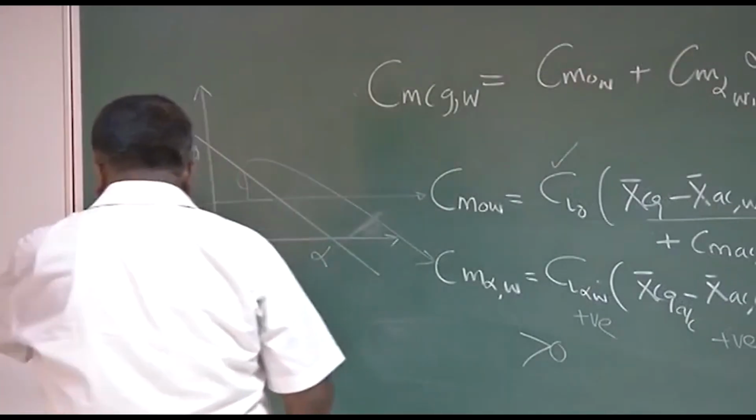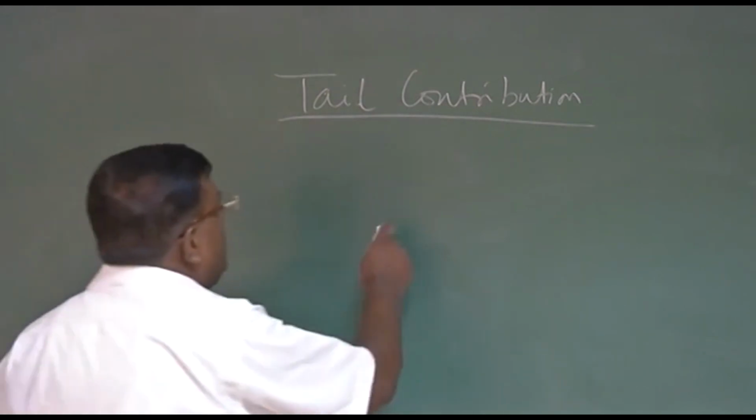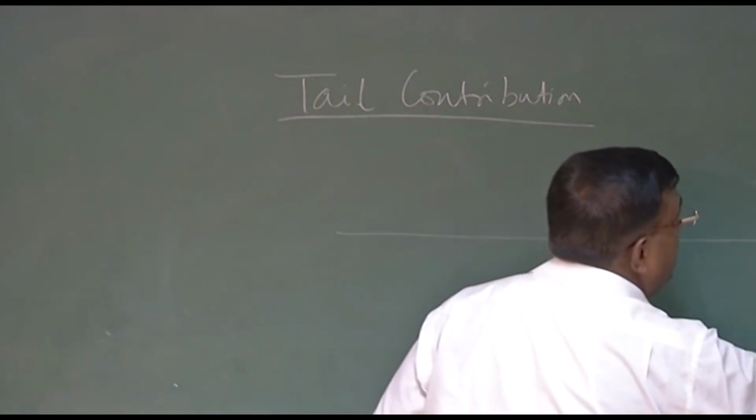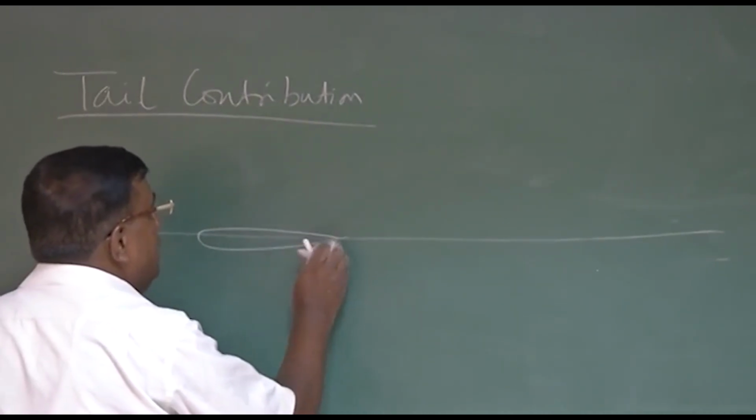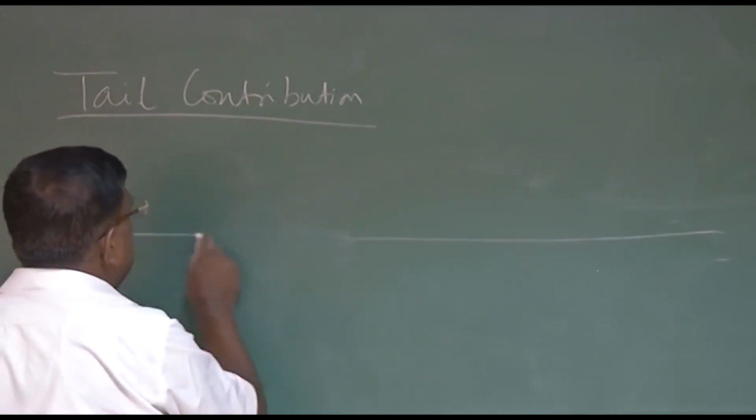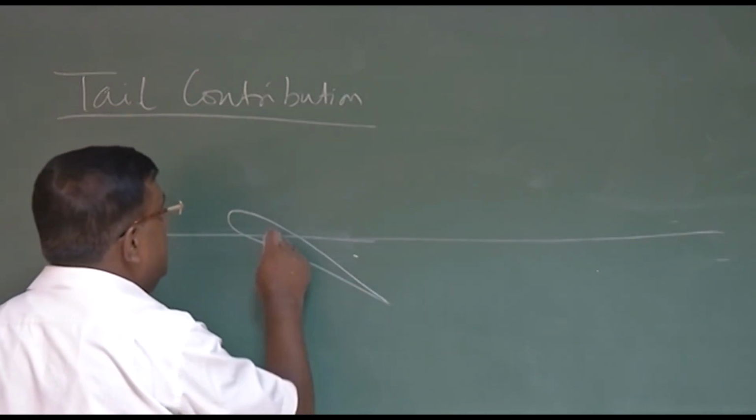Okay? So now we come to the tail portion. So now we'll have the tail contribution towards static stability. Before we go to any detailed expression, which I'll avoid, let's understand one thing. If this is the wing, or in whatever way we have represented, the wing is having a setting angle.